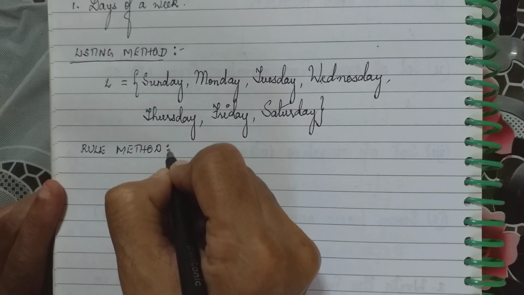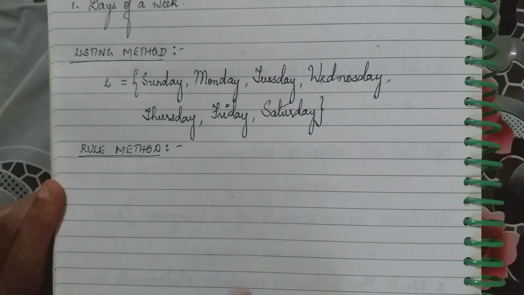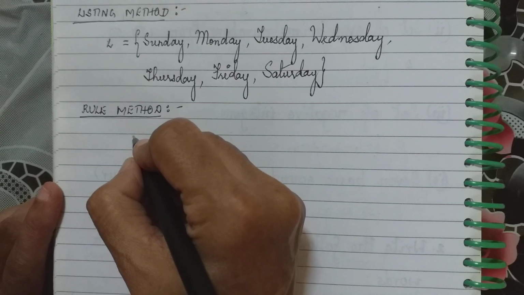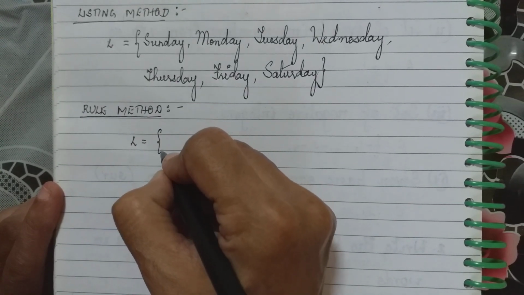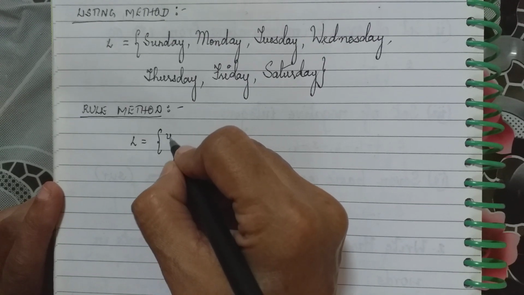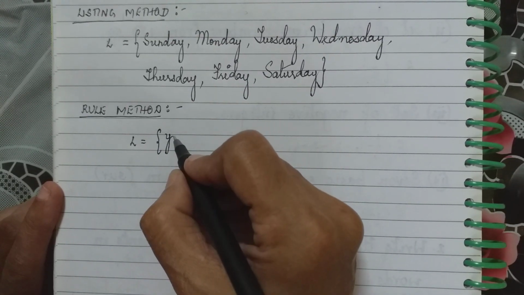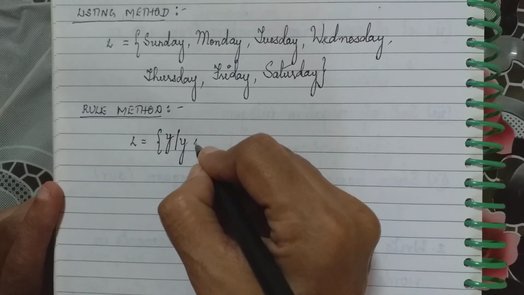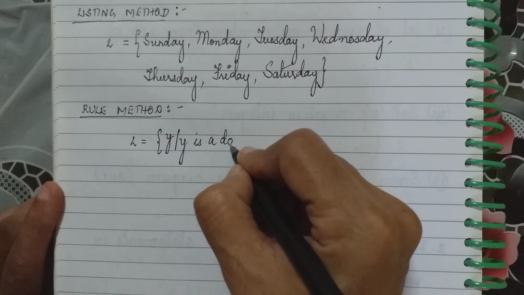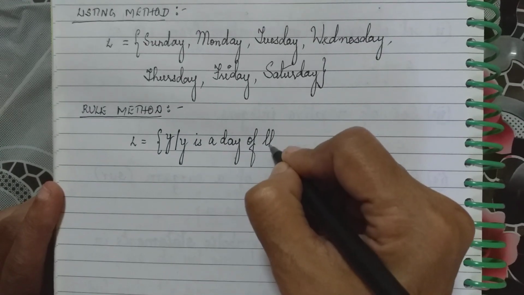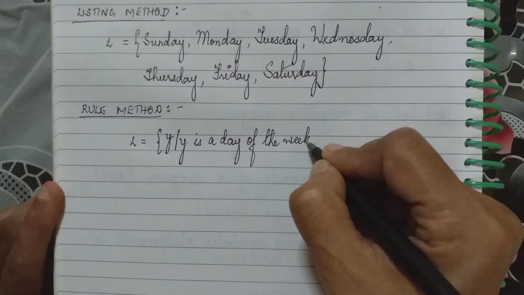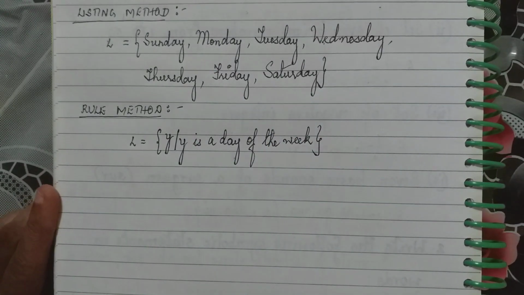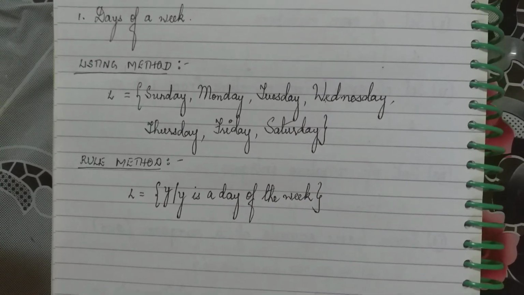Rule method, we name the set as the same. We don't put another name. Why? Because it is the same set but it is written in a different method. So say suppose this is a set L. L is the set of all, now you can take any other alphabet, say suppose I take Y. L is the set of all Y such that, that is a vertical line, Y is a day of the week. So what is rule method? We write a rule of what will actually be the elements in a set. So we have completed one of the examples.